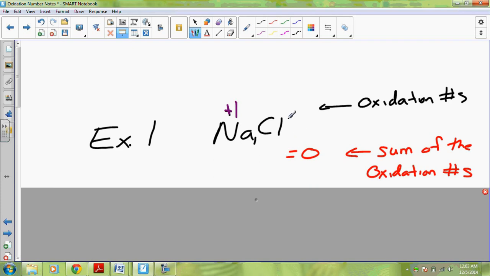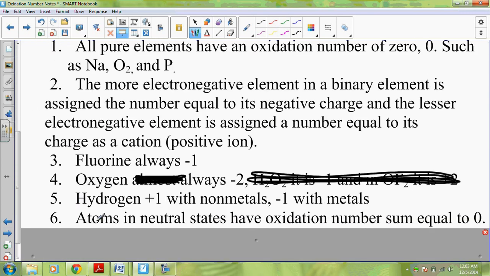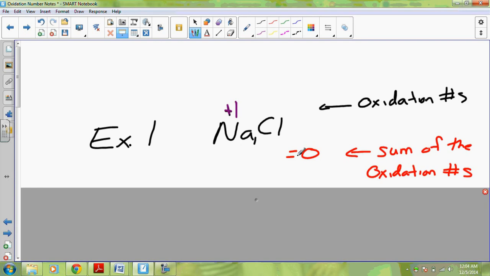So we're going to do some addition, some multiplication and division now. On the bottom, we're going to do some math. On the bottom is the sum of the oxidation numbers. And that was rule number 6. It said atoms in neutral states have oxidation sums equal to 0. So we're going to put a 0 on the bottom because this whole bottom is going to equal 0.